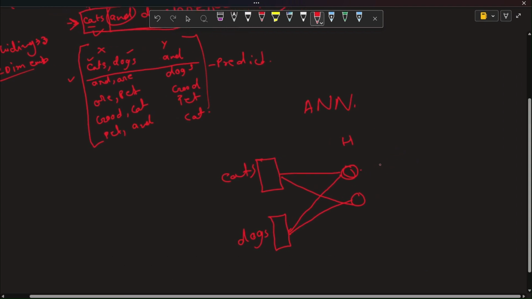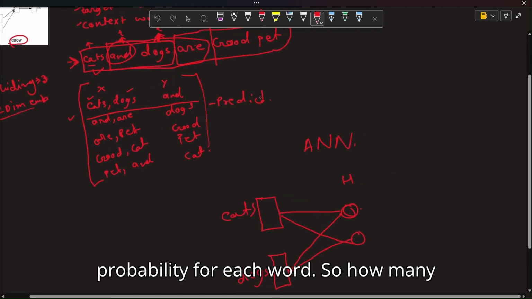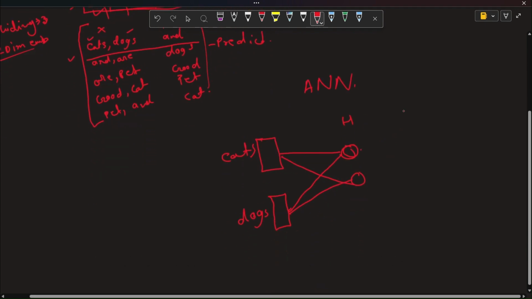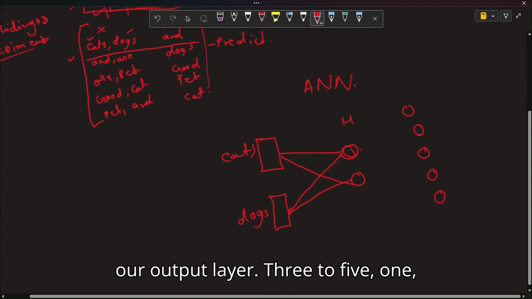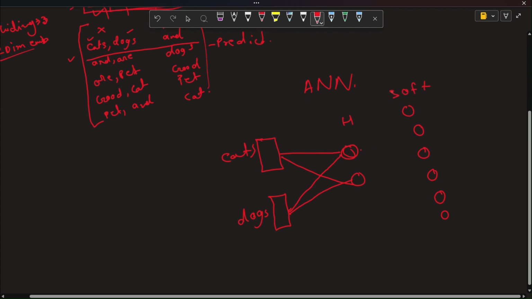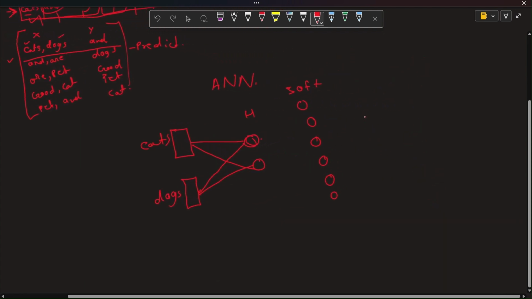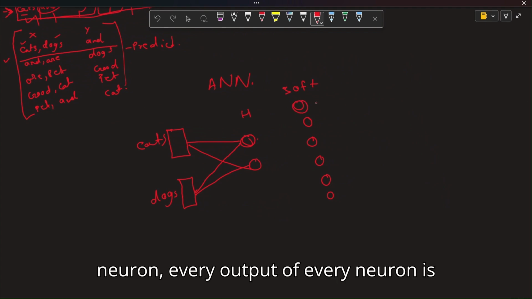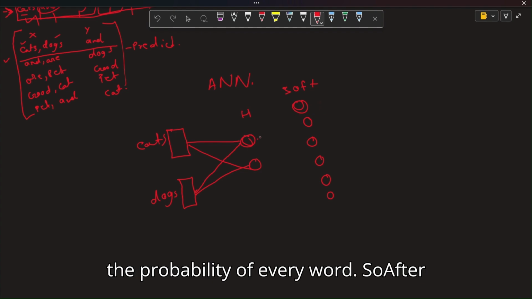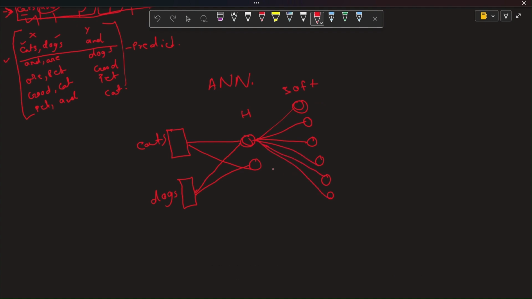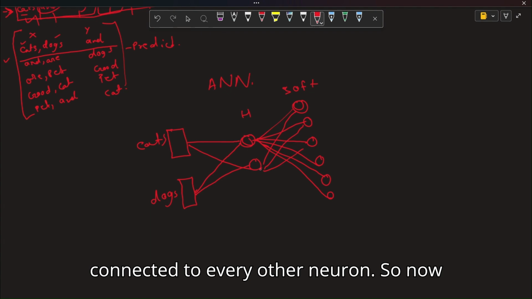The output will be like this: here we will add a softmax layer. The softmax layer will give the probability for each word. How many unique words do we have? 1, 2, 3, 4, 5, 6. So we have 6 unique words, so we have 6 neurons in our output layer. This is our softmax layer. We have 6 neurons because the output of every neuron is the probability of every word. After that, this hidden layer neuron will be connected to every other neuron.